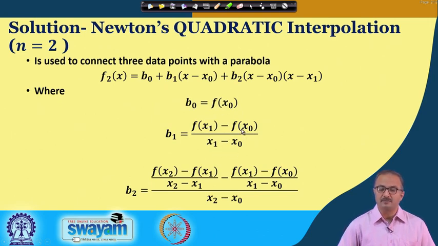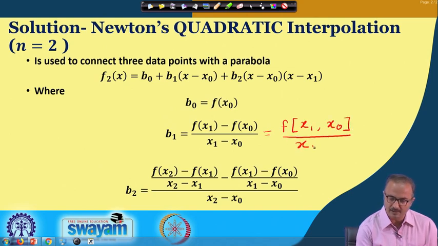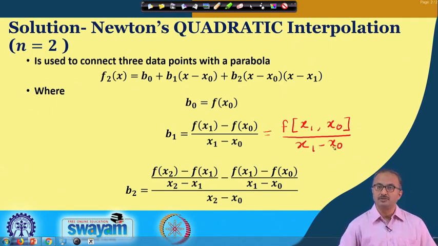And what is f(x1) minus f(x0)? This is nothing but f[x1, x0], so you can write this as f[x1, x0] divided by x1 minus x0. This is how you can use the difference values right from that particular table, and then you go for determination of b2.